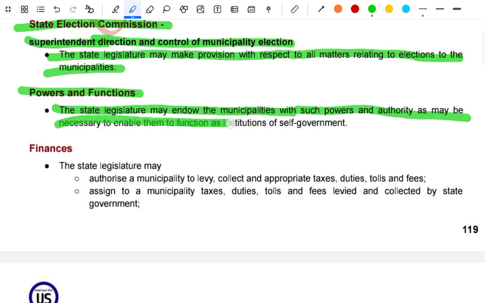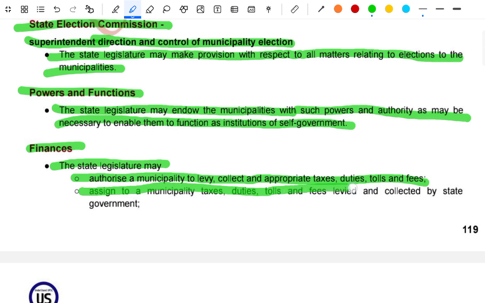to function as institutions of self-government. The state legislature may authorize the municipalities to levy and collect appropriate taxes, duties and fees, and assign to the municipalities tax, duty, toll and fee levied and collected by the state government.